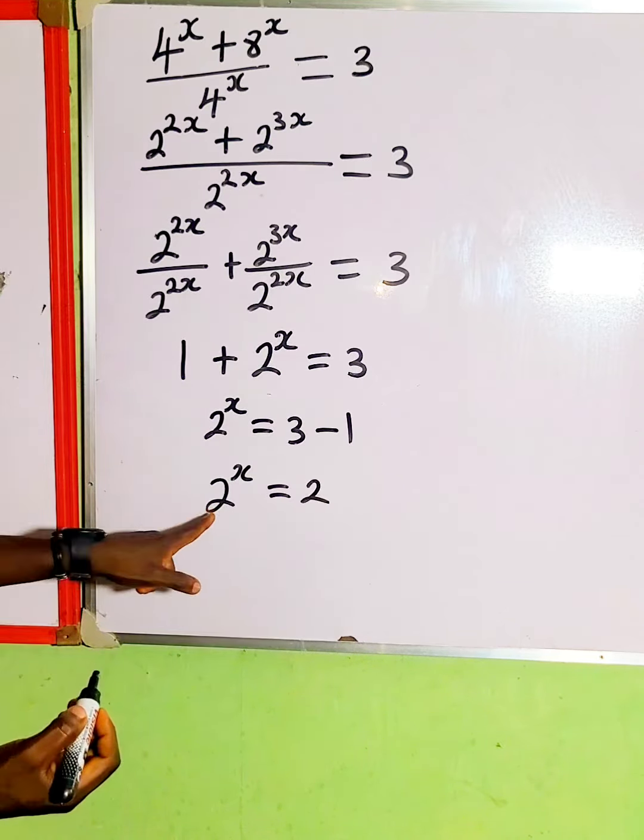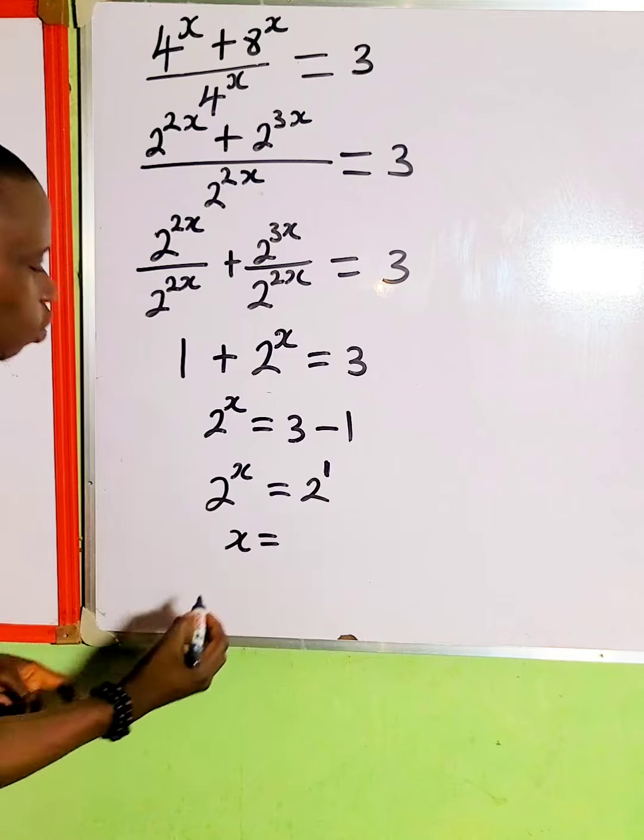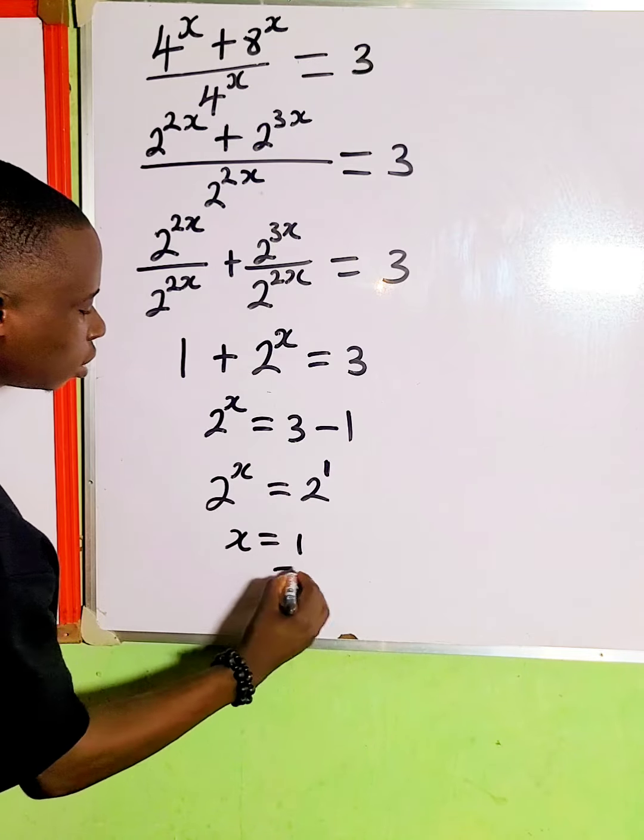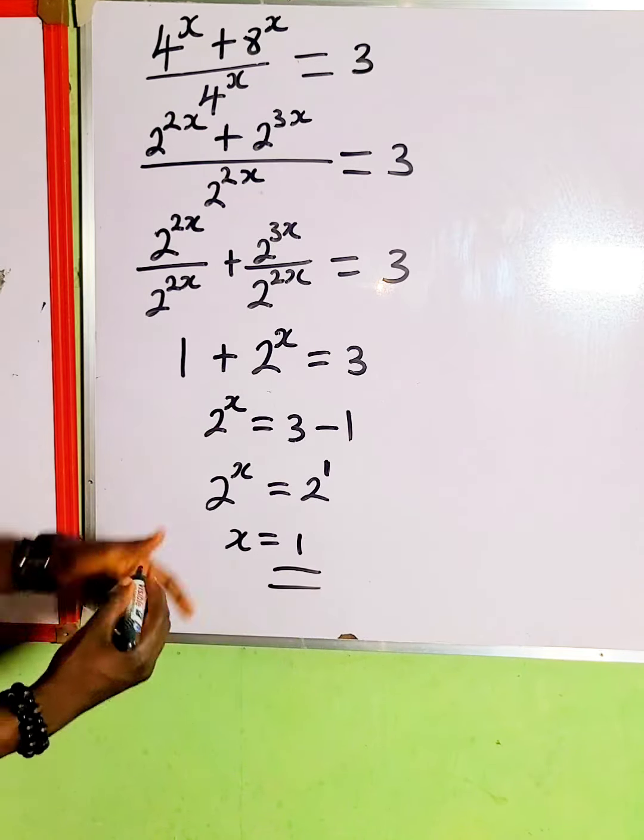As you can see here, we have 2, and here is also 2. But recall that this 2 can also be written as 2 raised to the power of 1. So we have the same bases now. Then we just equate the powers. So the first power is x, which is equal to the second power, which is 1. So therefore, 1 is the value of x that satisfies this equation.